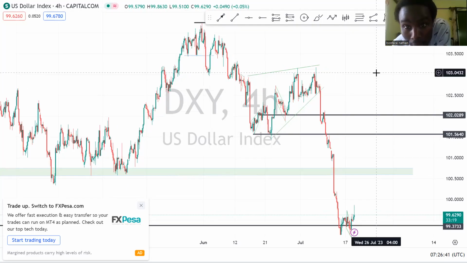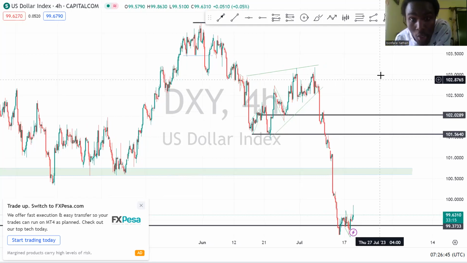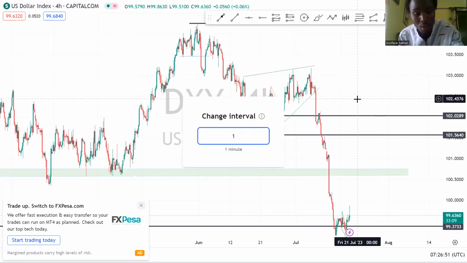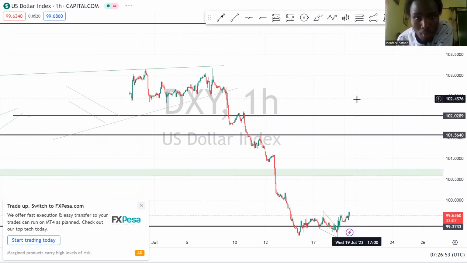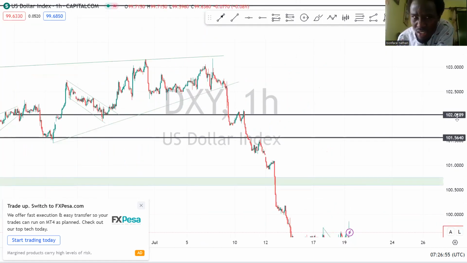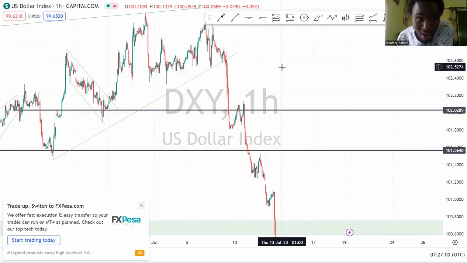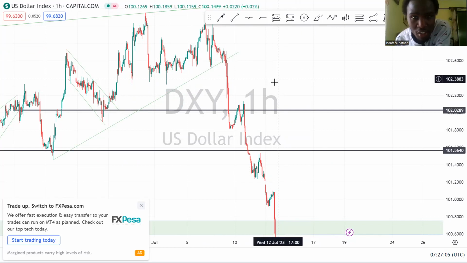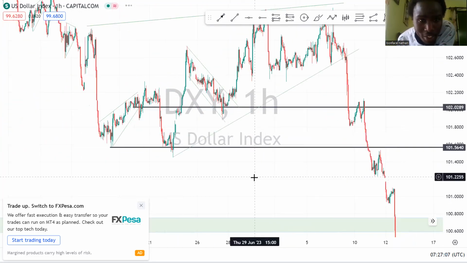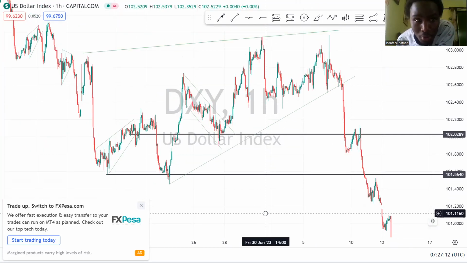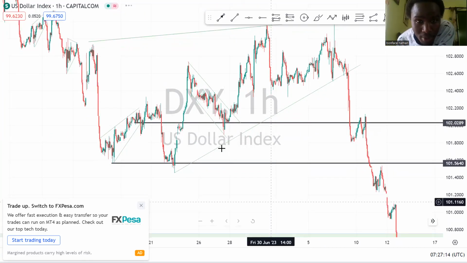So let me show you how we could have entered. Let me go to 1 hour. 1 hour, we normally use it for candlestick confirmation. Those engulfing candles, those rejections, okay? We normally use those to enter our trade. Let me give you a good example here. Let me start from this.